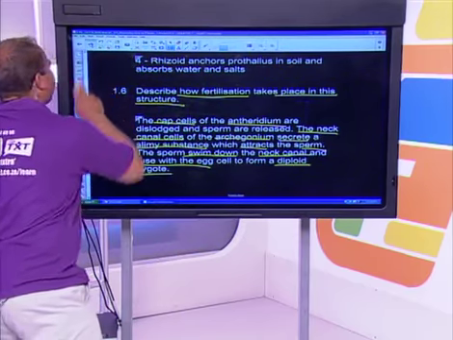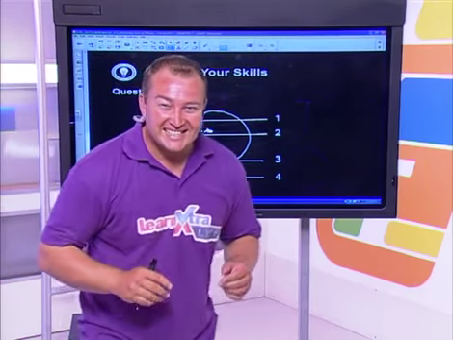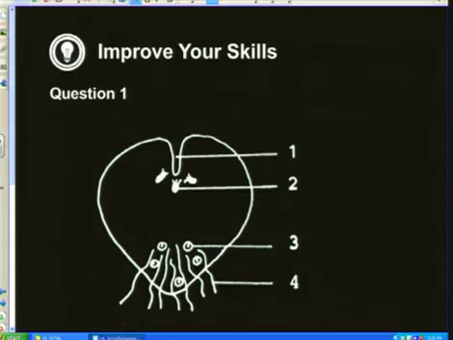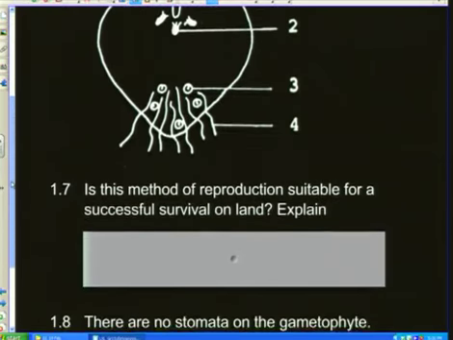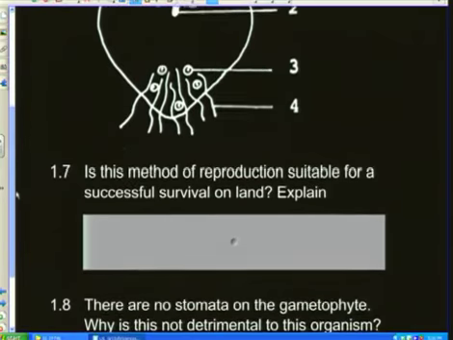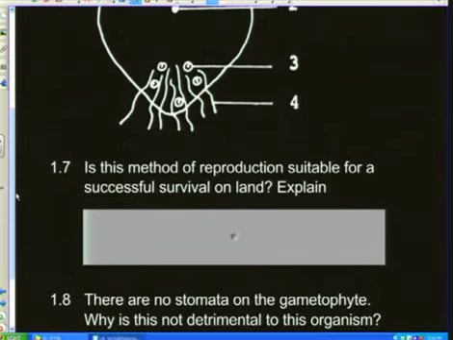Right, so let's have a look at the next question. The next question is also on this picture, and it says, is this method of reproduction suitable for successful survival on land, and explain your answer. So, is it suitable to live on land? That's the first question, for 1 mark. You answer that question first.